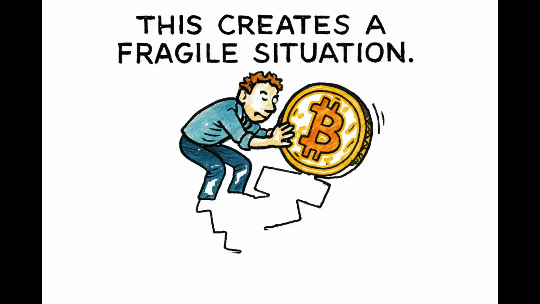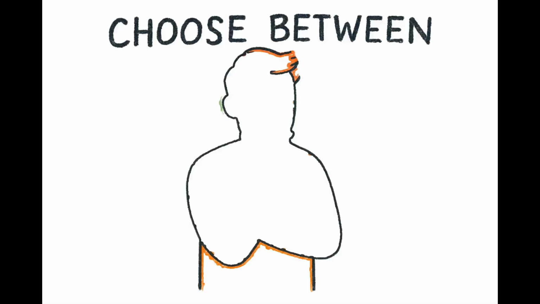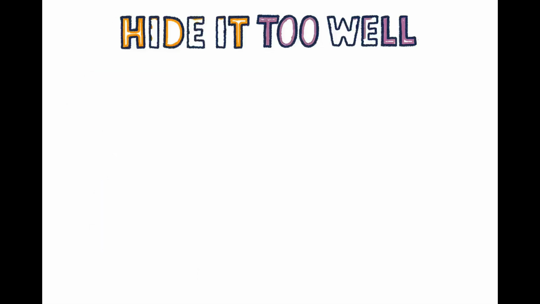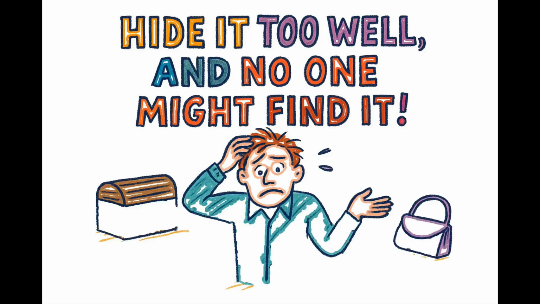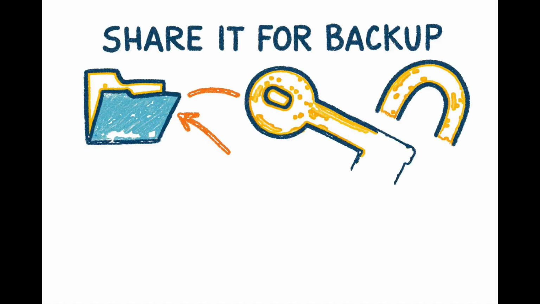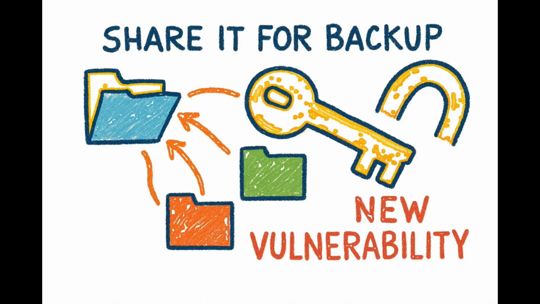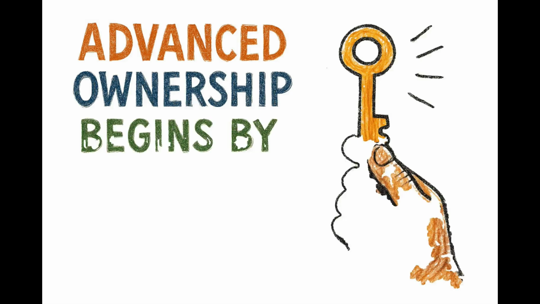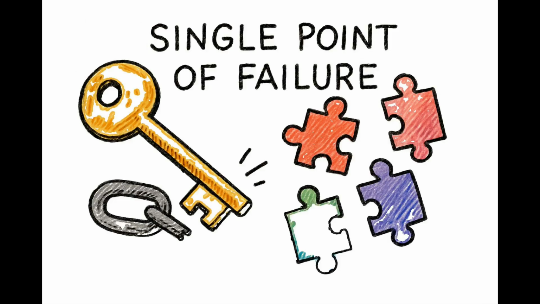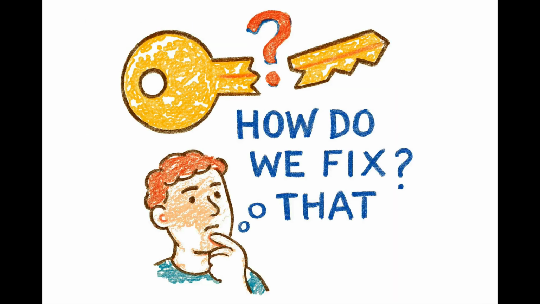This creates a fragile situation. You're forced to choose between security and recoverability. Hide it too well, and no one, not even you, might be able to find it when needed. Share it for backup, and you've created a new vulnerability. Advanced ownership begins by admitting this fundamental truth. One key is a single point of failure. So how do we fix that?